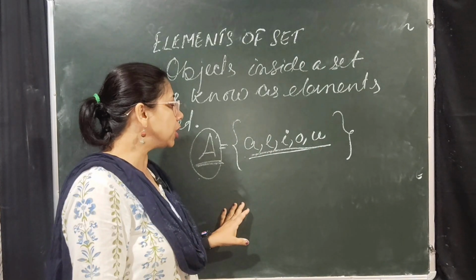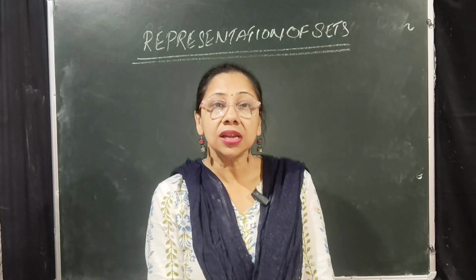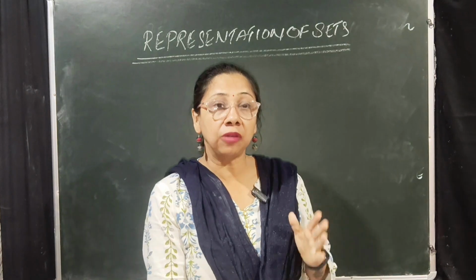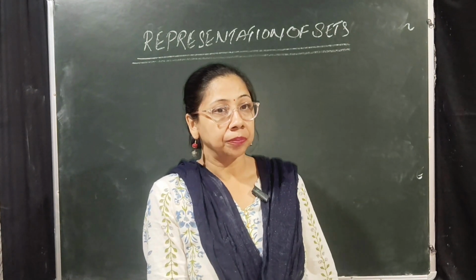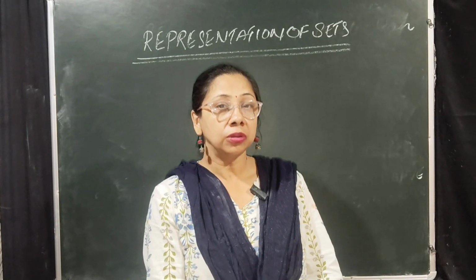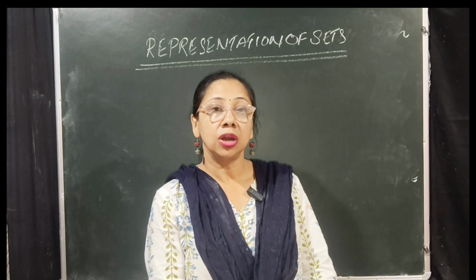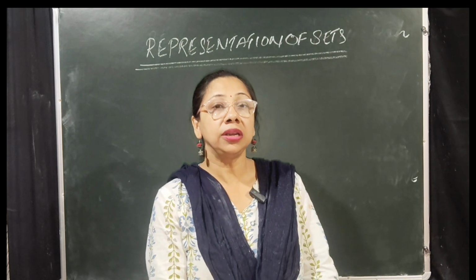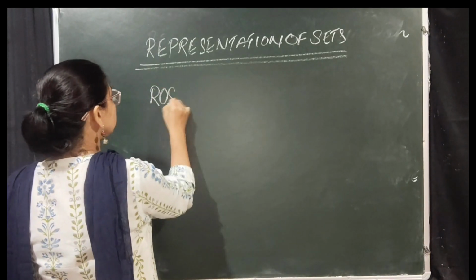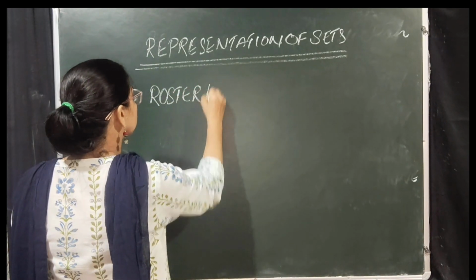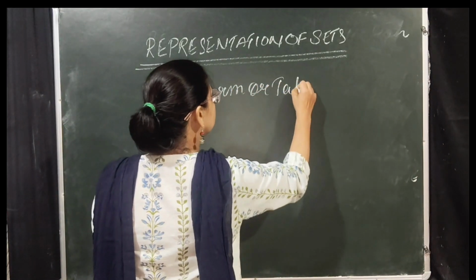Now, the next question arises, is this the only method to represent a set? Next is representation of set. Now learn how many ways we can represent a set. Normally there are two ways we can represent a set. The first one is known as roster form or tabular method.